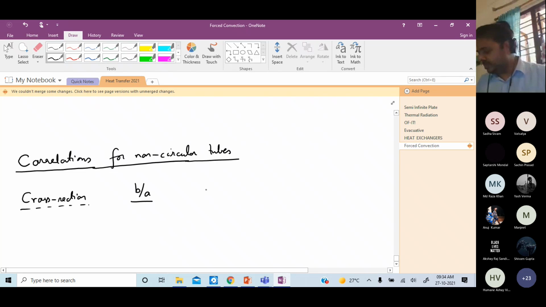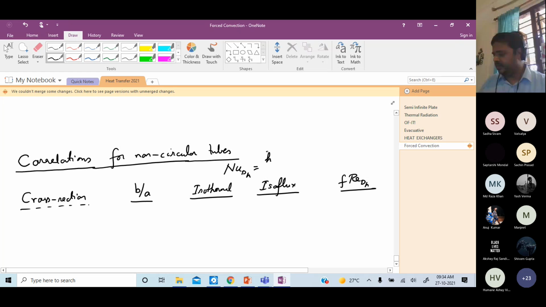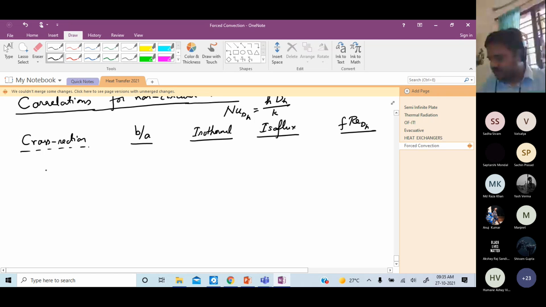Cross section B by A. This is Nusselt number for isothermal, isoflux, and this is f times Reynolds number based on hydraulic diameter. The first thing we were doing is a circular cross section. There's nothing called B by A. And this we know, isoflux is 4.36, isothermal is 3.66, and f Re is 64.